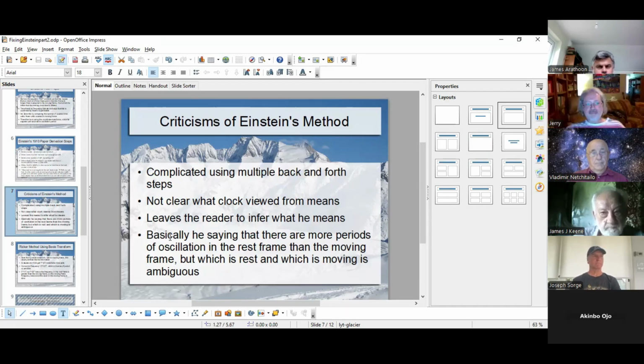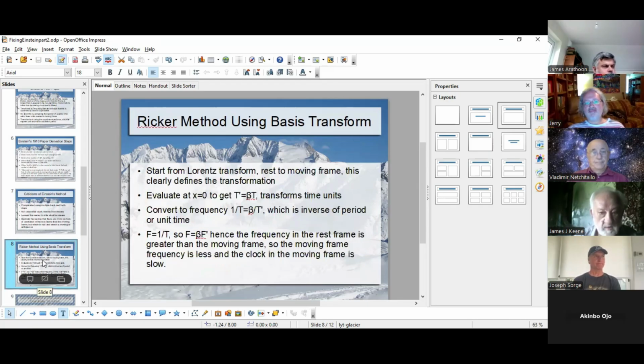Basically what he's saying is there are more periods of oscillation in the rest frame clock than the moving frame clock, but we don't know which clock is the reference clock. It's kind of confusing. How do we know the rest clock is not changed? It's kind of vague. I find it hard to really understand. That's basically my point, and we're going to try to see if we can figure this out here.